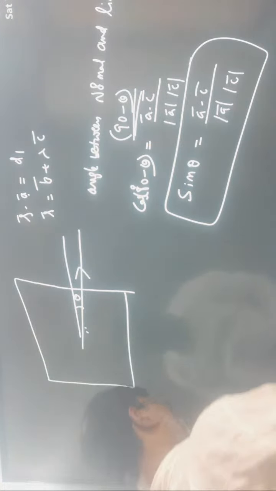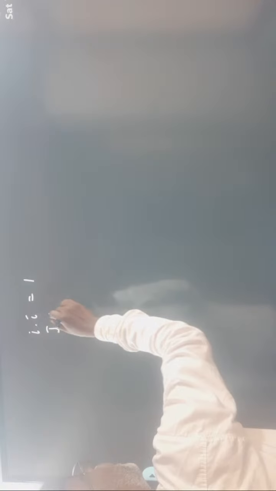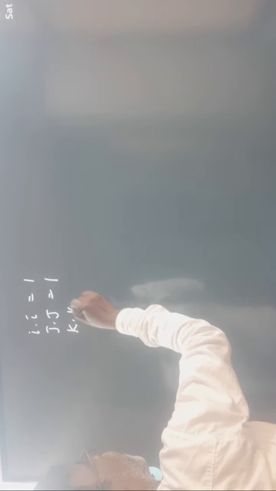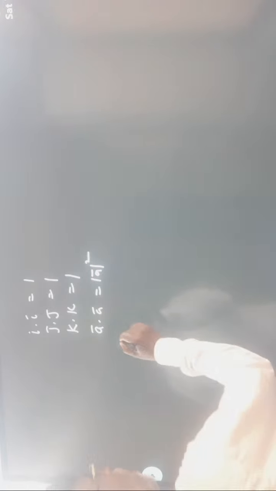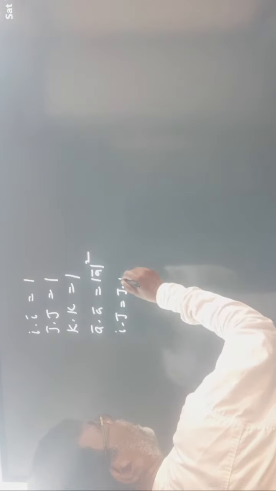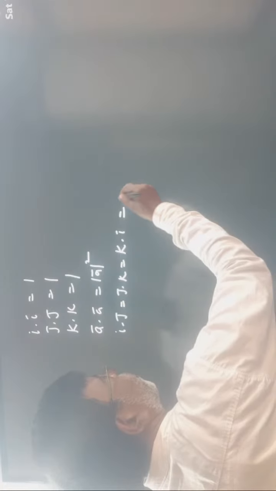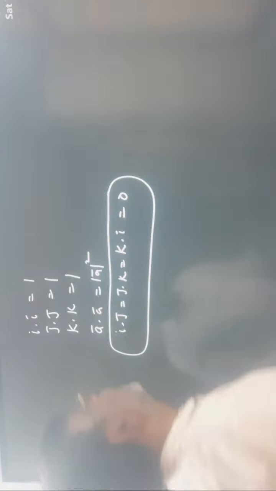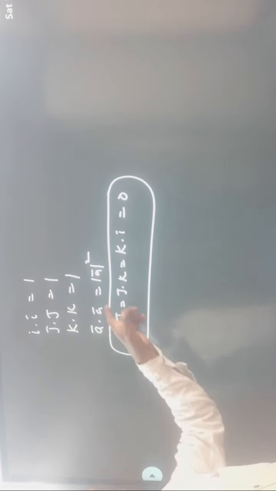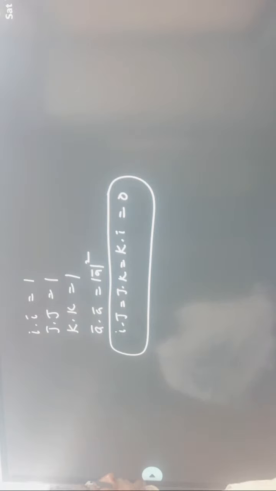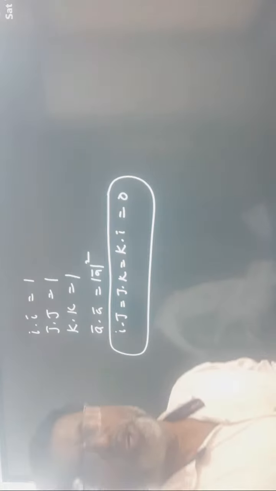All of you know the concepts: i dot i, j dot j, k dot k. Now, a dot a is nothing but mod a square. That is very important. Similarly, i dot j, j dot k, k dot i give 0. Based on these formulas, i dot i is 1, j dot j is 1, k dot k is 1, and a bar dot a bar is mod a square. So based on these concepts, we are solving some problems.